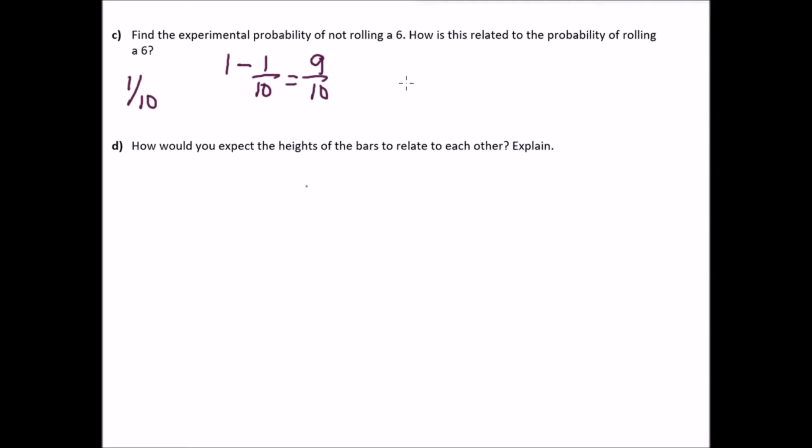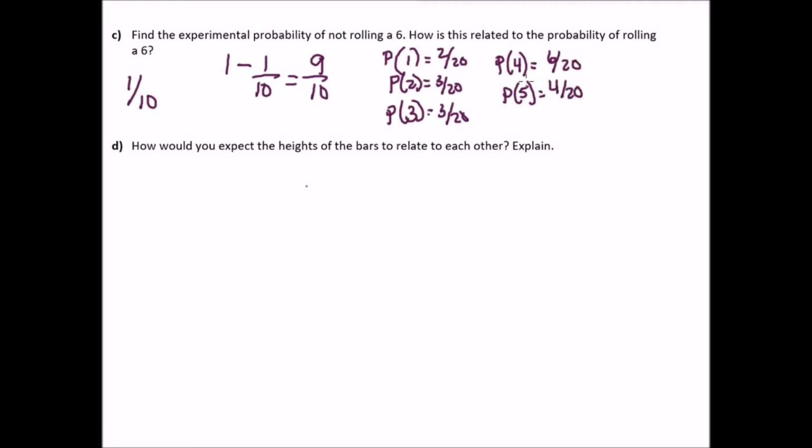However, we can also do it as like the sum of not a 6. So if we did the probability of rolling a 1, the probability of rolling a 2, probability of rolling a 3, which I get 2, 3, and 3. So 2 out of 20, 3 out of 20, 3 out of 20. The probability of rolling a 4, and the probability of rolling a 5, which are 6 and 4. 6 out of 20, 4 out of 20.